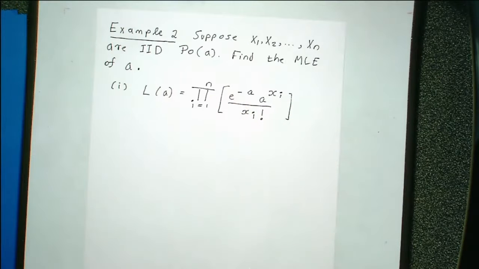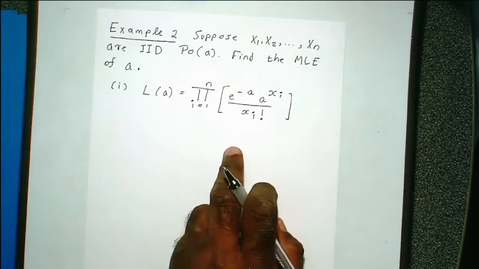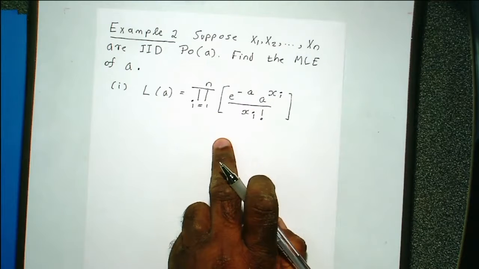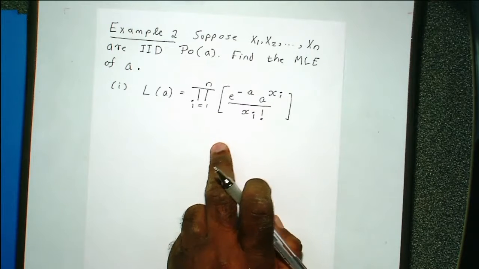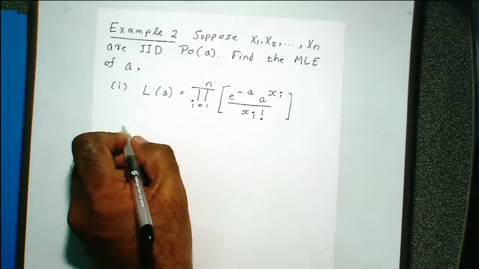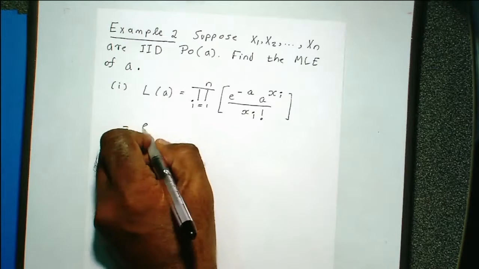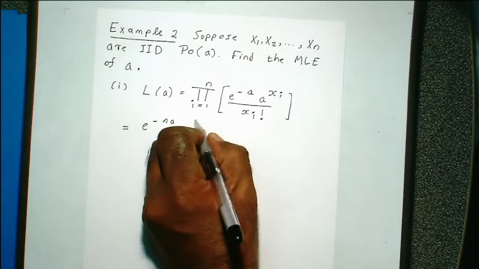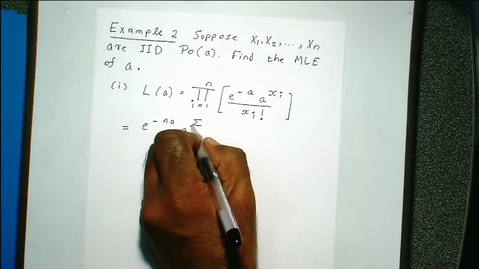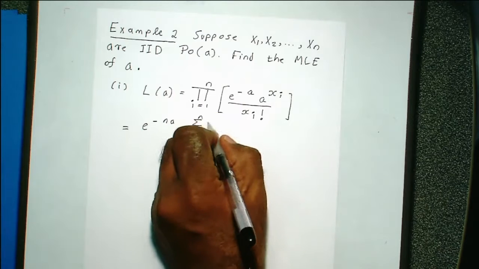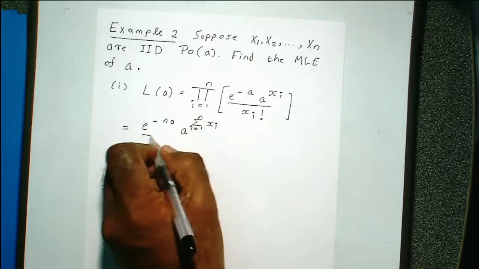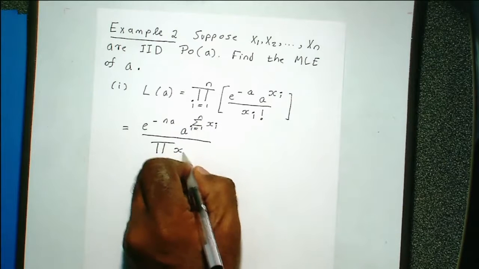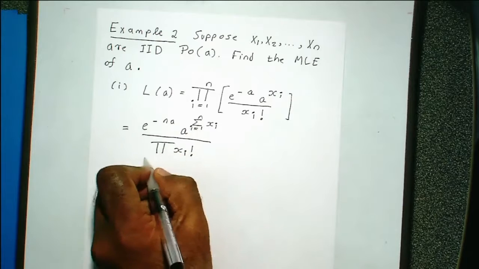All right, this is where, to simplify this, you need to use the identities that I just mentioned a few minutes ago, right? So if you simplify this, what do you get, guys? You get e to the minus nA, A to the power sum of xi, over the product of xi factorial, i from 1 to n.